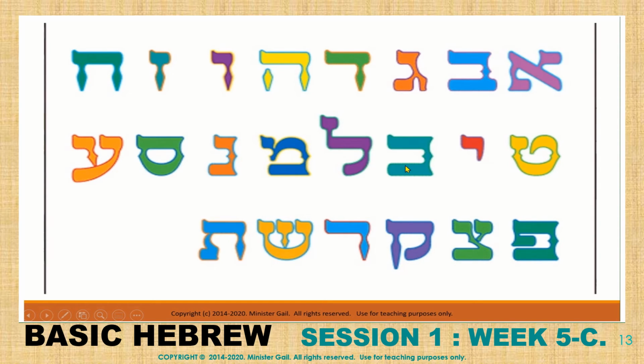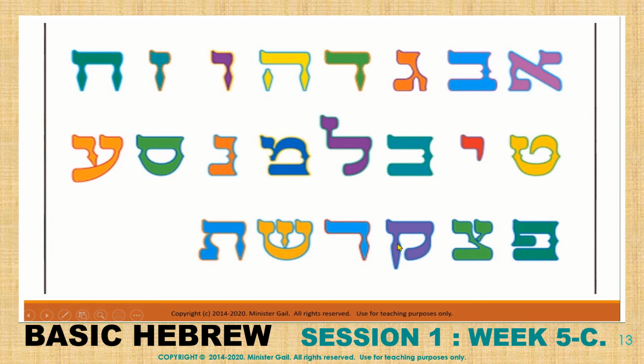K. H or K. So it's K, L, so it goes Y, K, L, M, N, S, not an O. The Greeks and Romans made a mistake and called it an O. It's an S or a soft C, just a mark for the I. P for the mouth, TS or TZ, branch of righteousness.